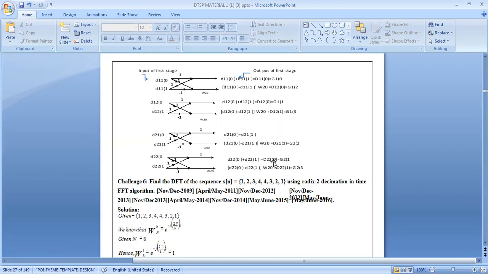So these are all the derivations behind the DIT algorithm and DIF algorithm. Let us see the problems in the next class.